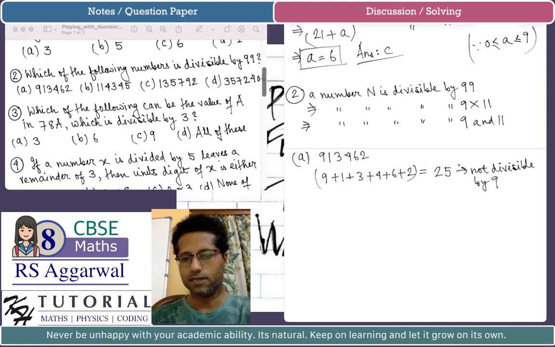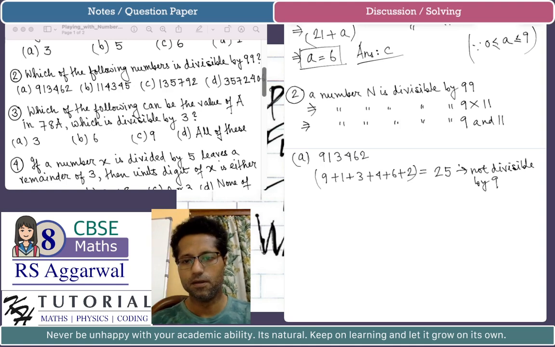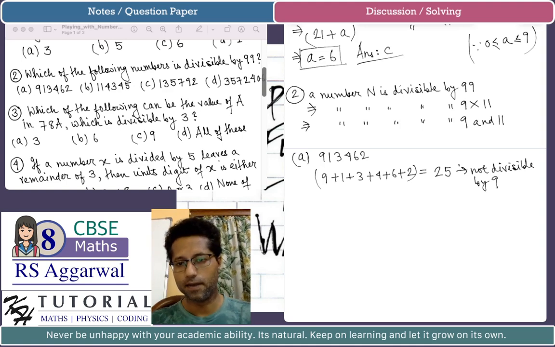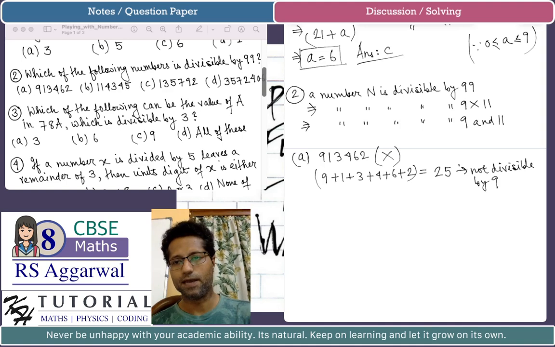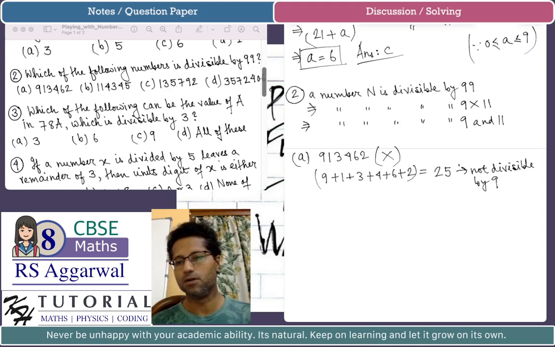So definitely we can say that since the sum of the digits of the given number is not divisible by 9, the number itself will not be divisible by 9. So this is not a correct choice, because the number has to be divisible by both 9 and 11. The number 913462 is not divisible by 9 because the sum of its digits is 25, so we can right away eliminate choice A.